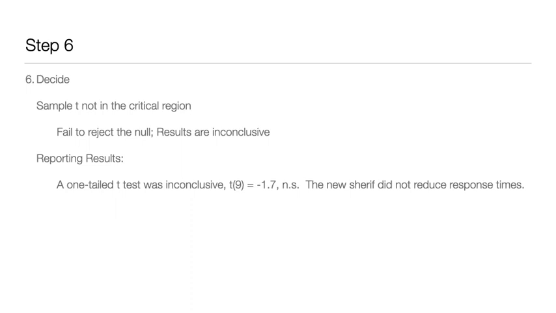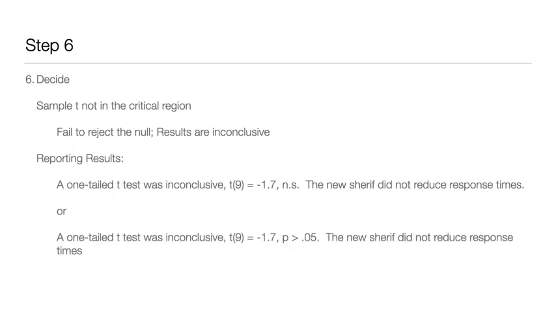Our results are inconclusive. Later on, we're going to get to APA-style reporting of results. You are not required to do that at this point, but I just want to start introducing you to what that looks like. A one-tailed t-test was inconclusive. T9 is equal to -1.7, non-significant. The new sheriff did not reduce response times.